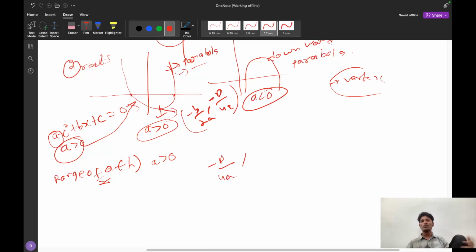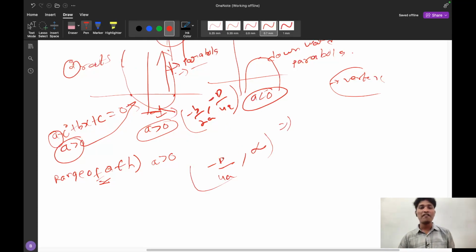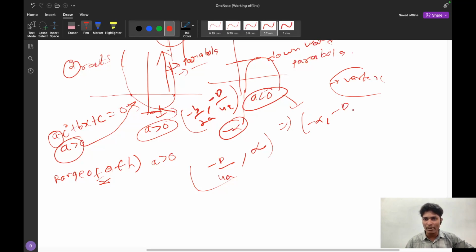And what can be the highest point? The range is nothing but the y values. It has the lowest point of y, and the highest point is not defined. That is infinity. So this is the answer for a greater than 0. And for a less than 0, the lowest point is minus infinity. The curve extends to minus infinity, and the last y value is at the vertex, that is, it will extend up to minus D by 4a. So it is minus infinity to minus D by 4a. This is the range for different signs of a. If a is greater than 0, this is the range, and if a is less than 0, this is the range. You have to understand.